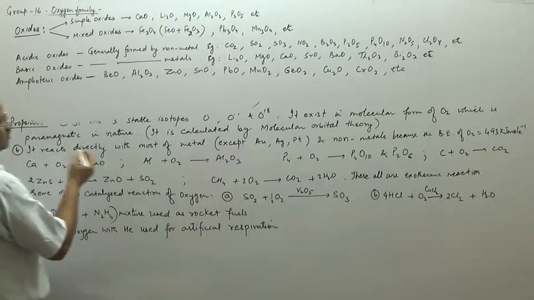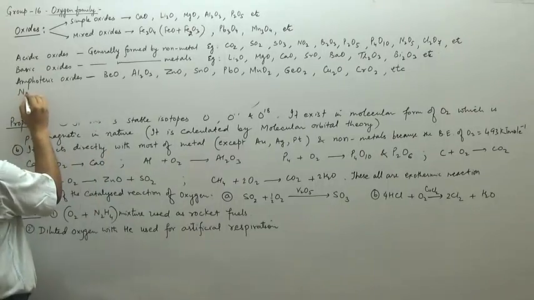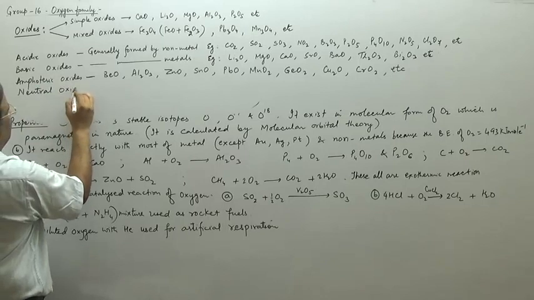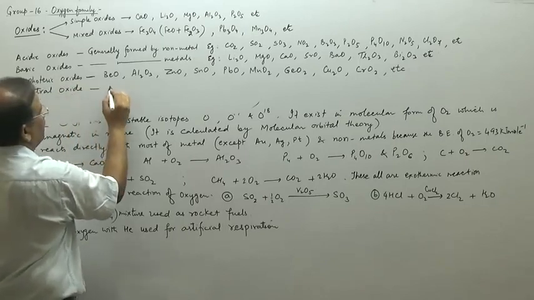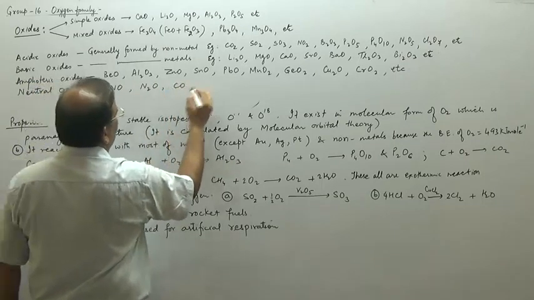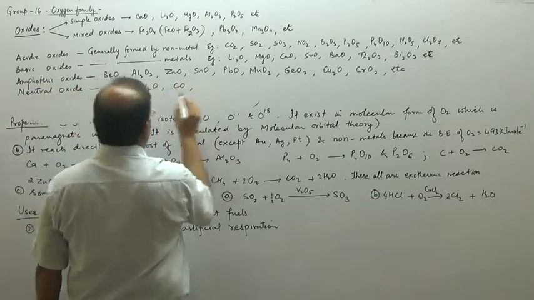Now the neutral oxides. The neutral oxides are NO, N2O, and CO, and these all are gases.